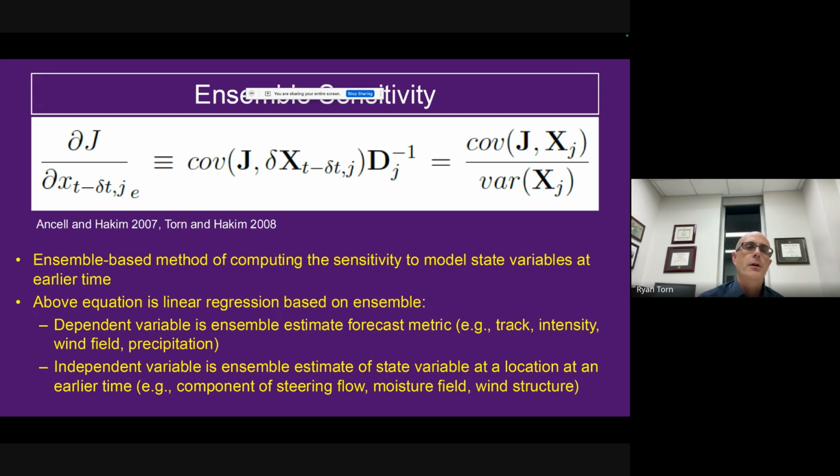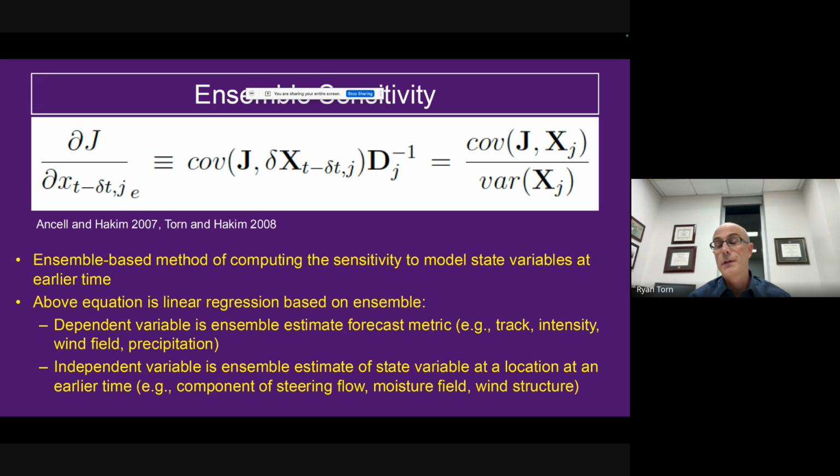So if you're not familiar, ensemble-based sensitivity is a linear regression technique using ensemble forecast output, where the dependent variable is some sort of measure of the forecast. So in this case, it could be the tropical cyclone track, its intensity, wind field, or precipitation. And the independent variable is a forecast field at a given location at an earlier lead time that you want to see how changing that forecast field at the earlier time impacted the forecast.